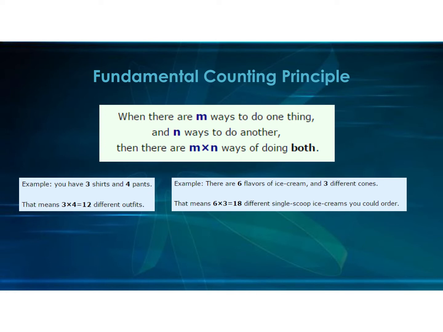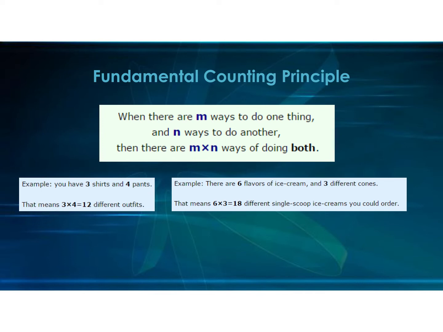And you can use this to figure out a shortcut way to find how many different arrangements you can make when you're given two different things and you want to make different arrangements of those items. When there are m ways to do one thing and n ways to do another, then there's m times n ways of doing both.